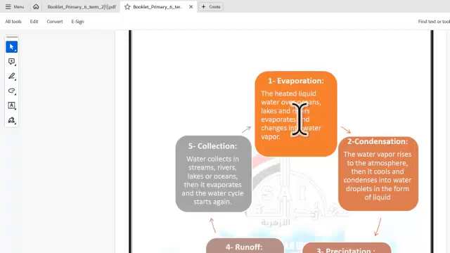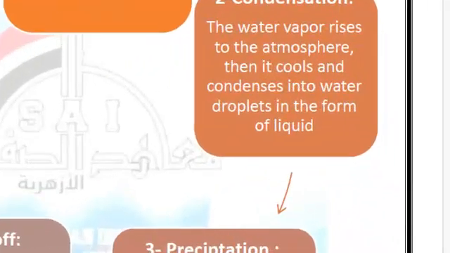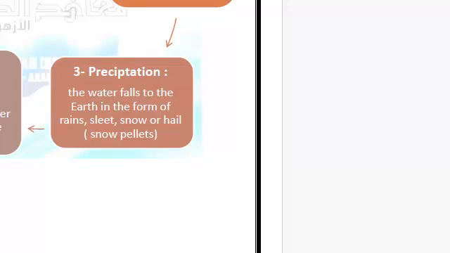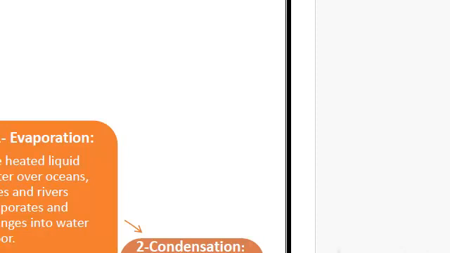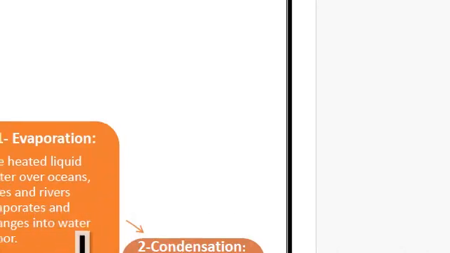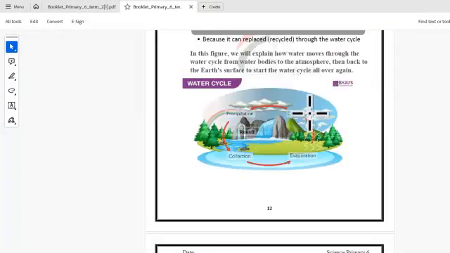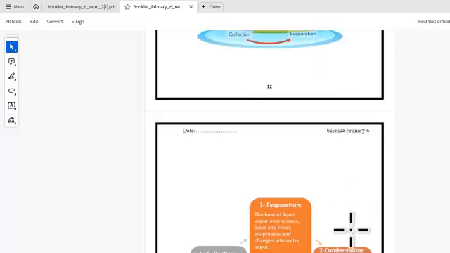Evaporation: the heated liquid water over oceans, lakes, and rivers evaporates and changes into water vapor. Condensation: the water vapor rises to the atmosphere, then it cools and condenses into water droplets in the form of liquid.